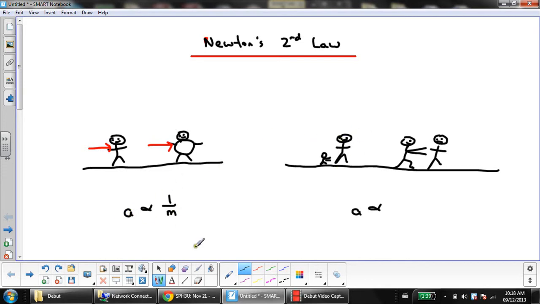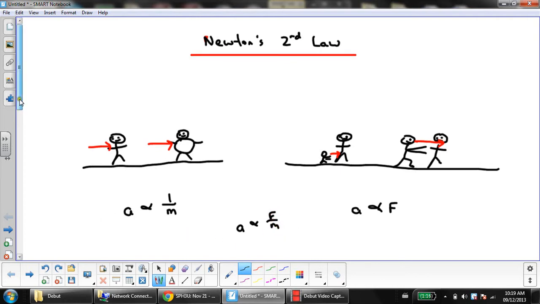Here's a skinny person again. A little tiny baby gives him a shove. He will accelerate a certain amount. A bigger person gives him a bigger shove. He will hopefully accelerate much faster. So here we say that the acceleration would be proportional to, this is a proportional sign, the force. And so what we see is that the acceleration seems to be proportional to F over m.